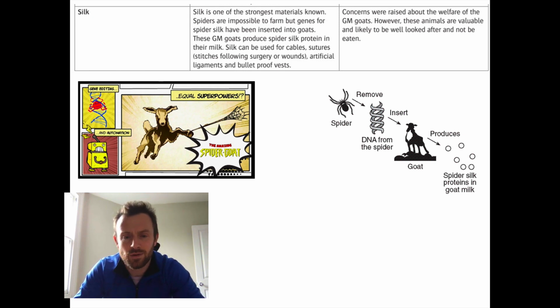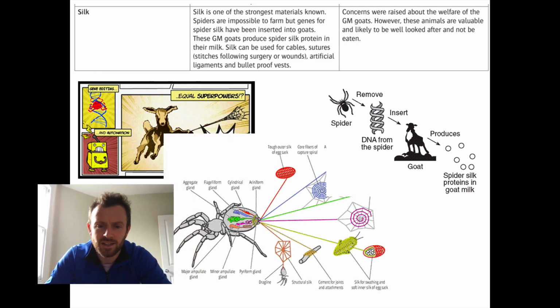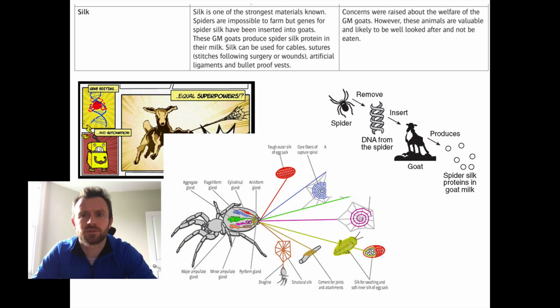I suppose that's the same concern about any intensively reared animal. But these goats, these transgenic goats or cows from the previous slide, would be very valuable to companies and would likely be extremely well looked after and not be eaten because they would be wanting to try and continually extract proteins from their milk.